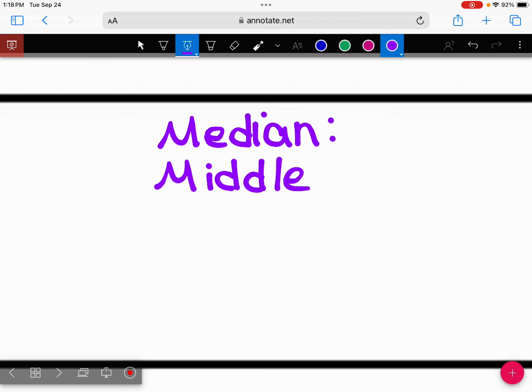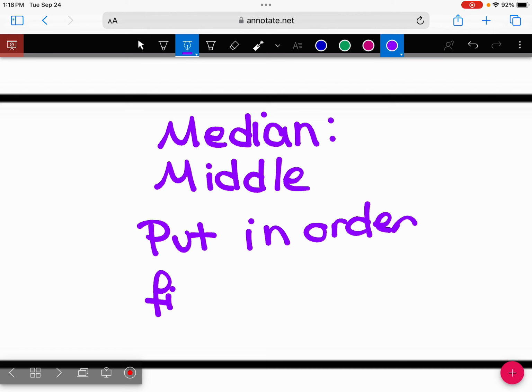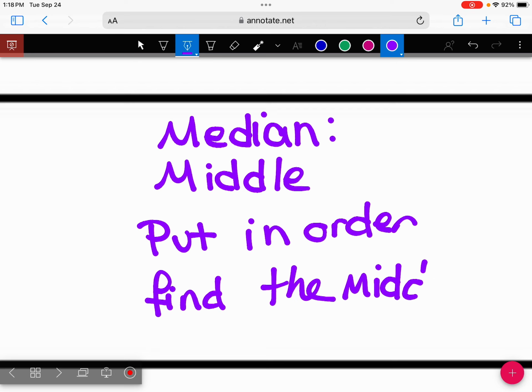How are we going to find a median if I have a list of numbers? What do you think, Walter? Or are you just stretching? Yeah, we got to put them in order. Exactly. Put them in order, and it's the number in the middle. You can do it another way if you want to, but this is the easy way. We got to put them in order and then find the middle.